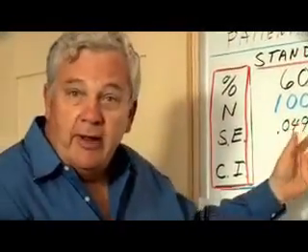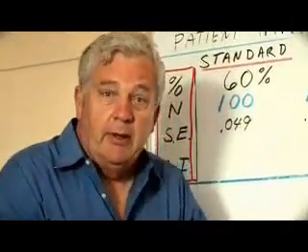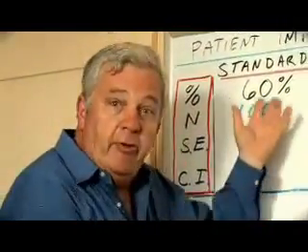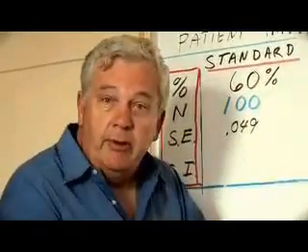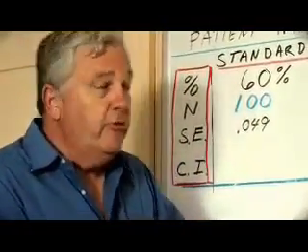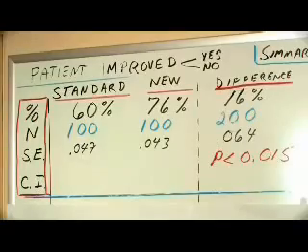Now let's take a look at the table we were looking at last time. And if you recall, we had two treatments, a standard treatment and a new treatment. And the outcome measurement of interest was a dichotomous outcome. Did the patient improve, yes or no?